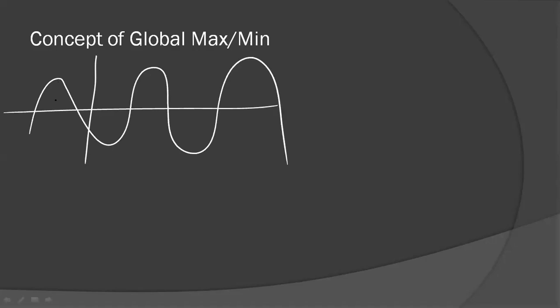Suppose in an interval a to b, or in any domain from minus infinity to plus infinity, the graph of the function looks like this. You have these points as local maxima, and these points as local minima. Then the maximum value of all local maxima is called global maxima, and the minimum value of all local minima is called global minima.